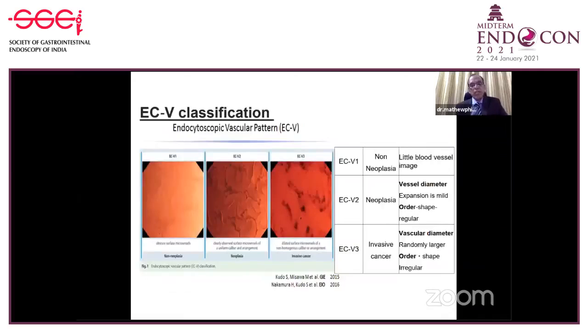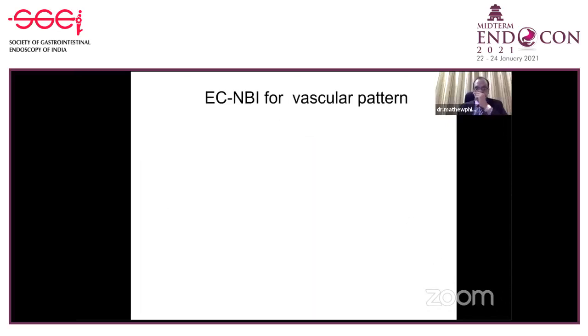Coming to the vascular classification, you can also use endocytoscopy not only for the nuclear pattern but also for the vascular pattern. We can classify them into three: ECV1, that is non-neoplasia, which I have already shown you; ECV2, that is neoplasia, and that can be adenomas, and ECV3, that is usually invasive cancer. Next slide. And when you see invasive cancer, next, you can see irregular type of vessels.